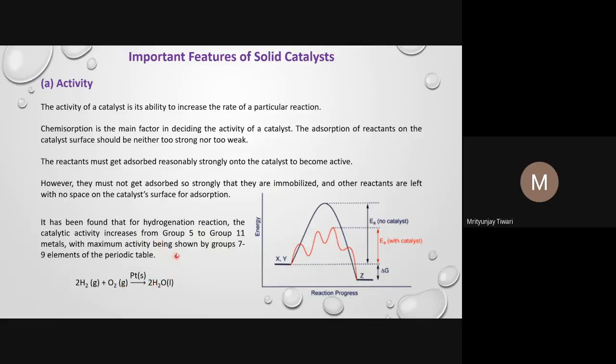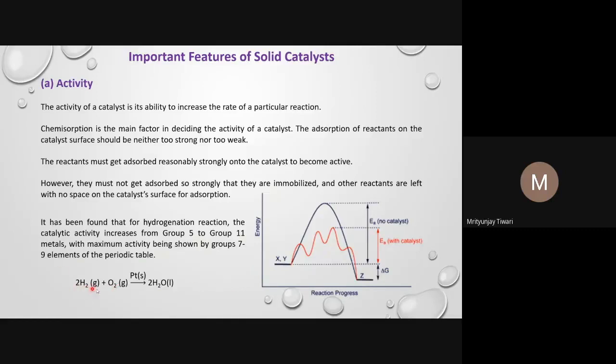So we use as a catalyst, the catalytic activity is increased from 5 to 11, although maximum activity we see from 7 to 9. Although the maximum activity means the bonds were broken very easily, activity is high, but what we also see is that slowly these molecules are getting permanently absorbed on the surface, and so their catalytic activity decreases.